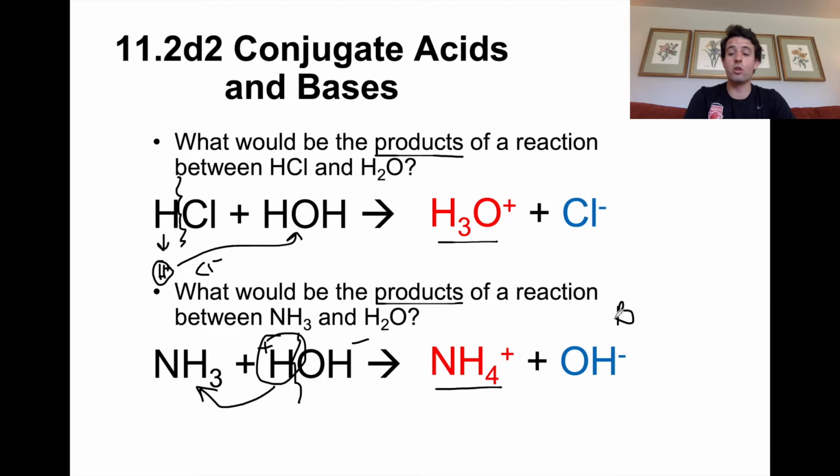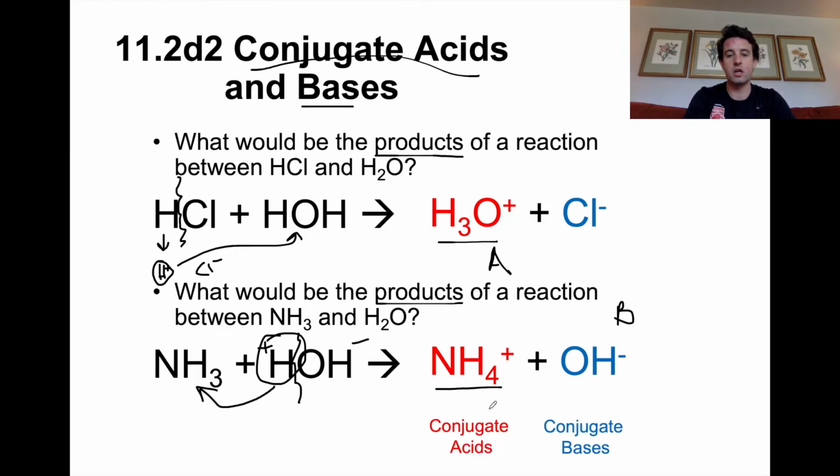Here's something new: the terms conjugate acid and conjugate base. If you look at NH3 and NH4, the conjugate acid is the NH3 with an extra proton. It is now a conjugate acid because it has an extra proton. Comparing NH3 to NH4+, NH4+ is more acidic than NH3. So we would call NH3 a base and NH4+ a conjugate acid.